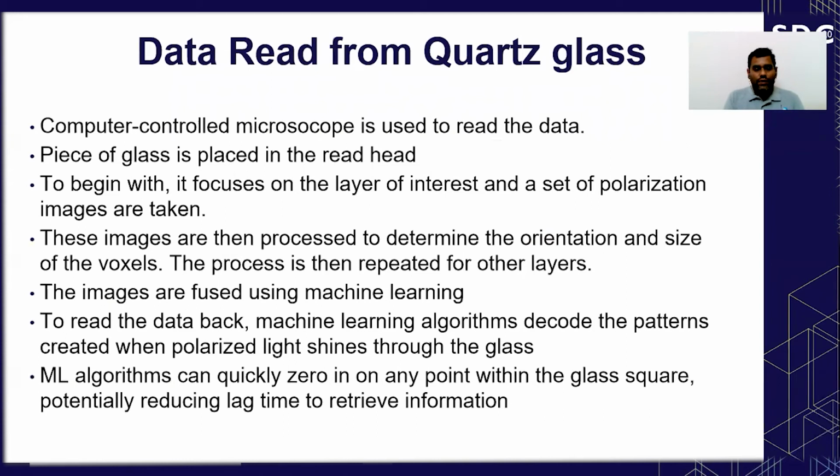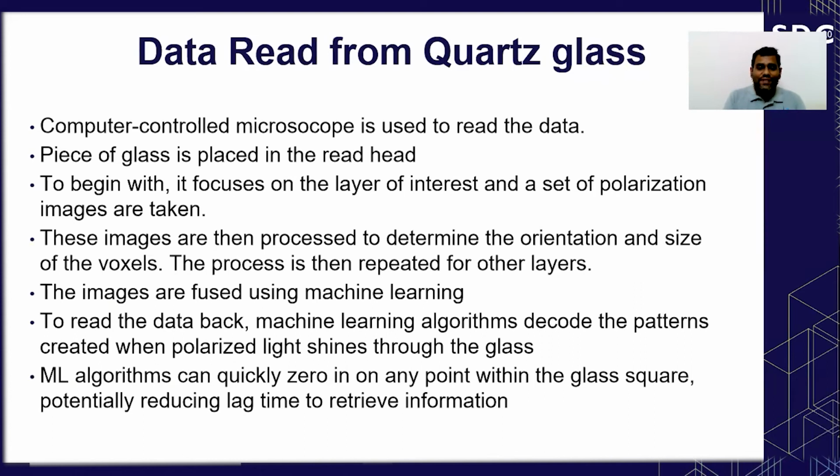The data which we stored in the glass, we need to place that glass in the read head. To begin with, it focuses on the layer of interest and a set of polarization images are taken. Then these images are processed to determine the orientation and size of the voxels.